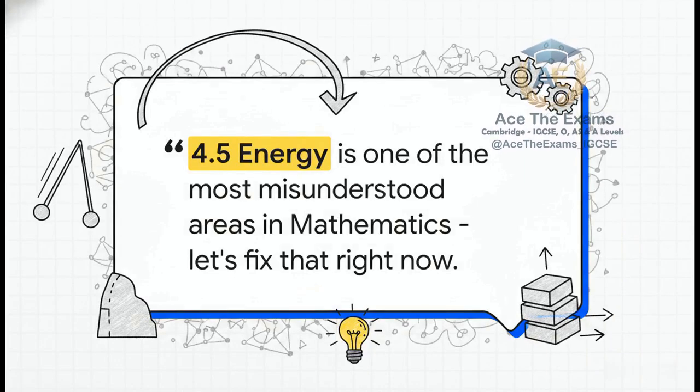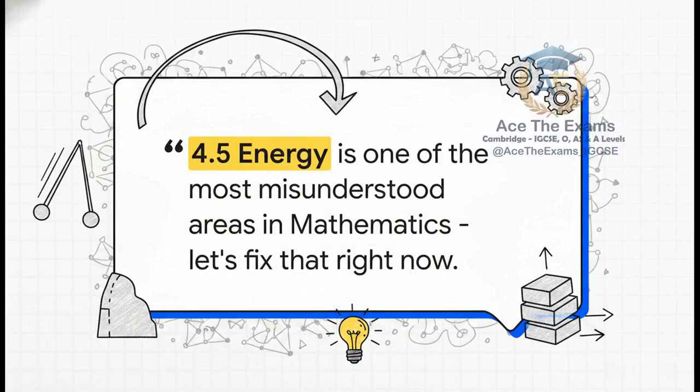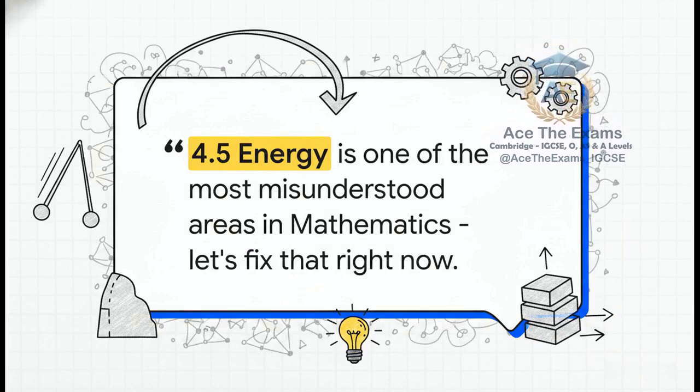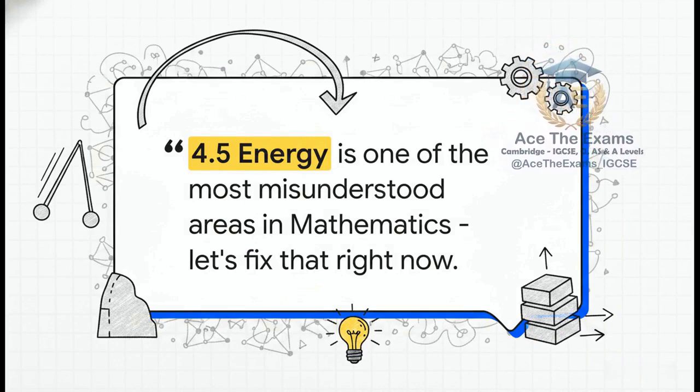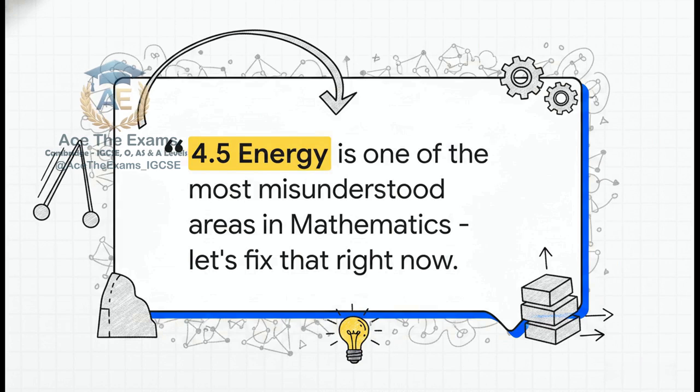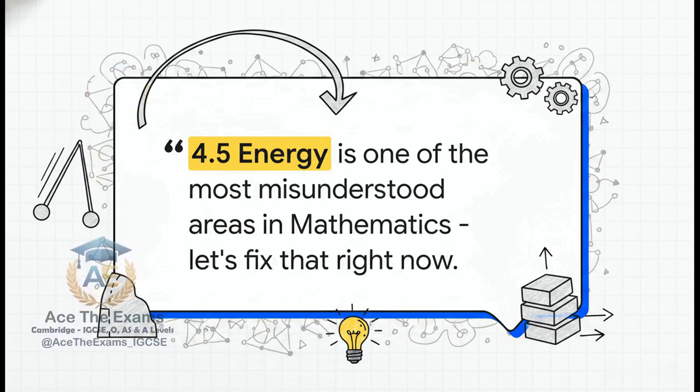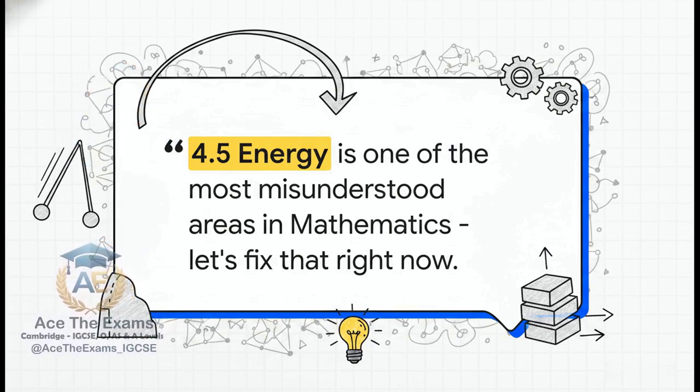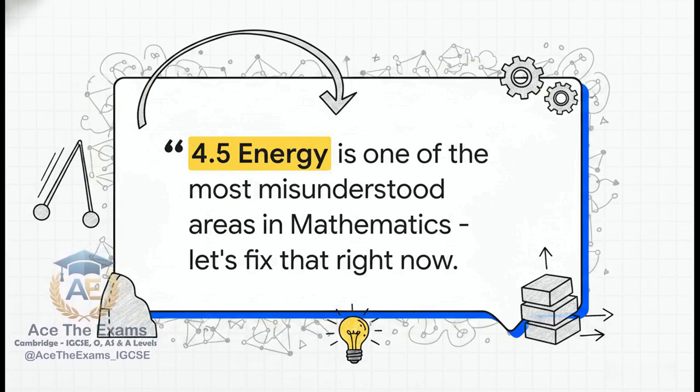Okay, let's dive into this immediately. I want you to look at this quote. It is straight from a senior examiner. They are flat out telling you that Unit 4.5 energy, which covers the core ingredients of gravitational potential energy and kinetic energy, is routinely one of the most misunderstood, misapplied areas in the entire syllabus.